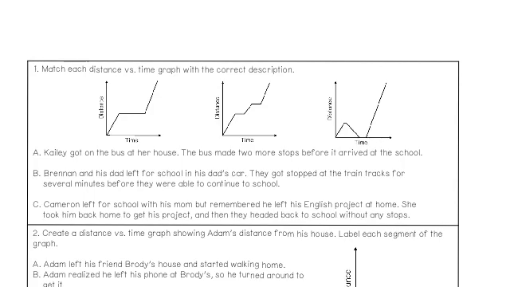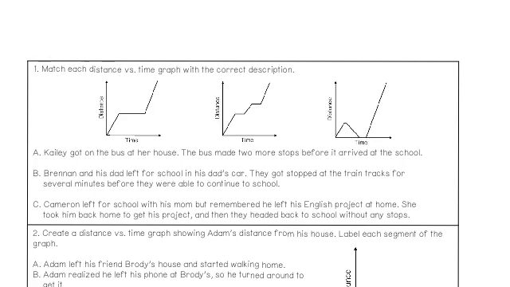All right, let's read scenario number 2. Brennan and his dad left for school in his dad's car. They got stopped at the train tracks for several minutes before they were able to continue to school. And the last scenario, Cameron left for school with his mom, but remembered he left his English project at home. She took him back home to get his project, and then they headed back to school without any stops.